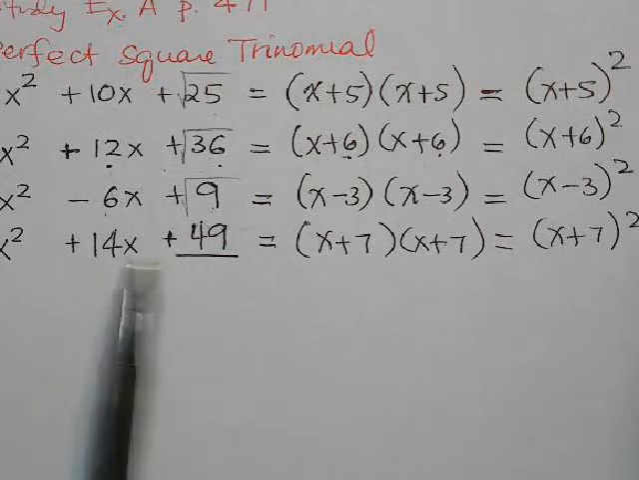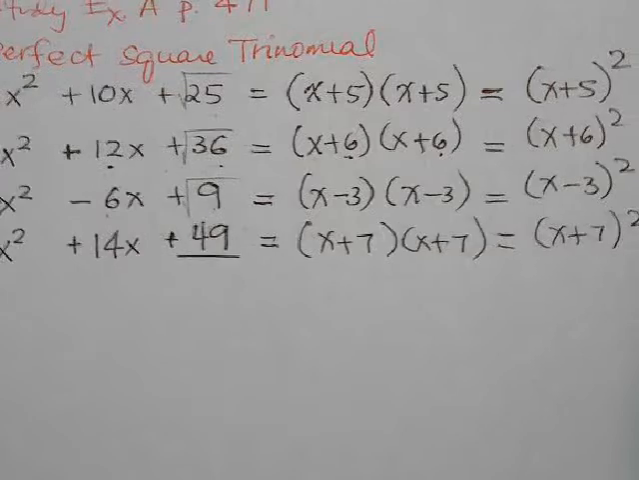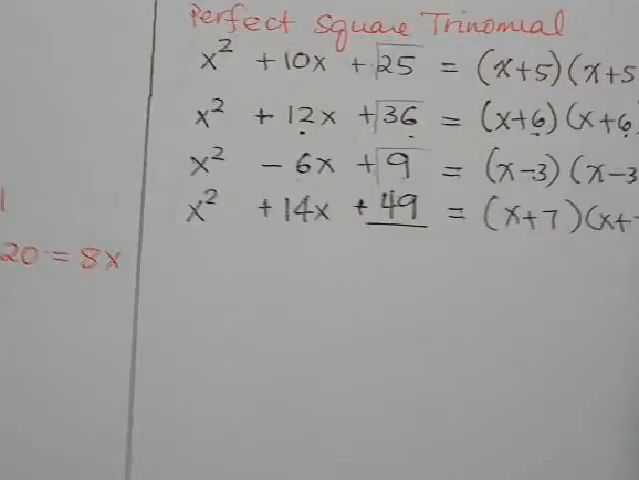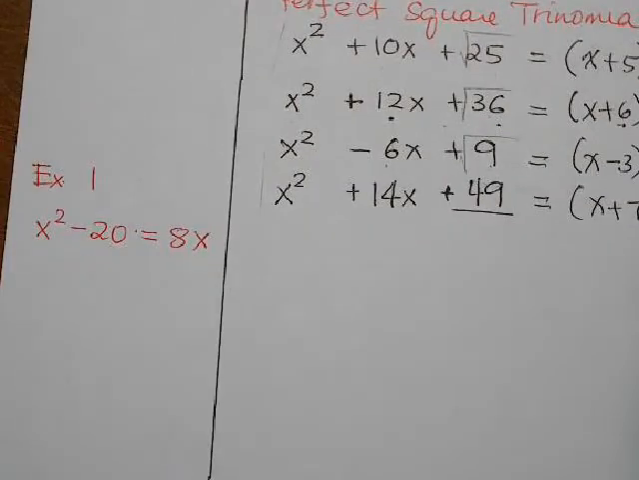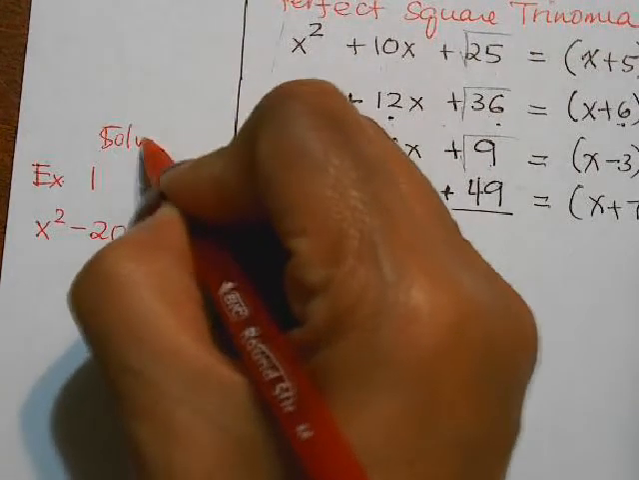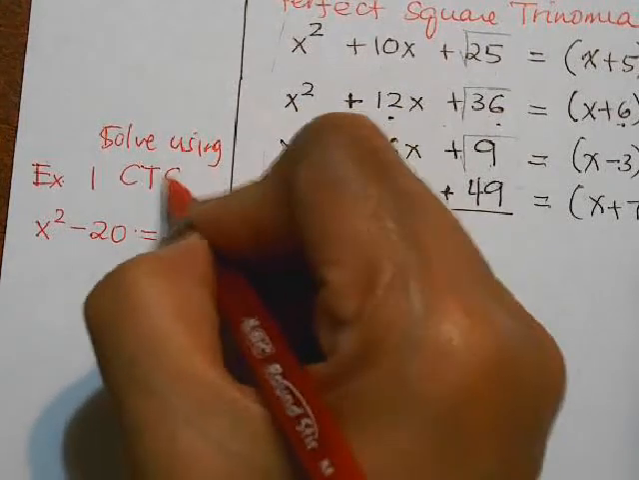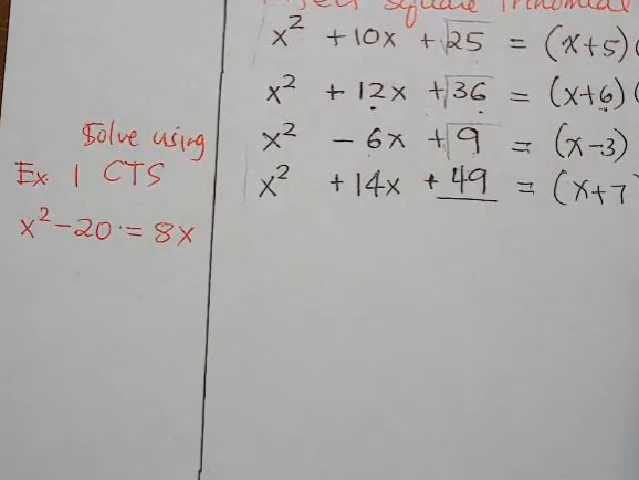Keep this in mind when we are going to study the next method, completing the square. Okay, so here, example 1, solve using completing the square. Let's just do the shortcut.